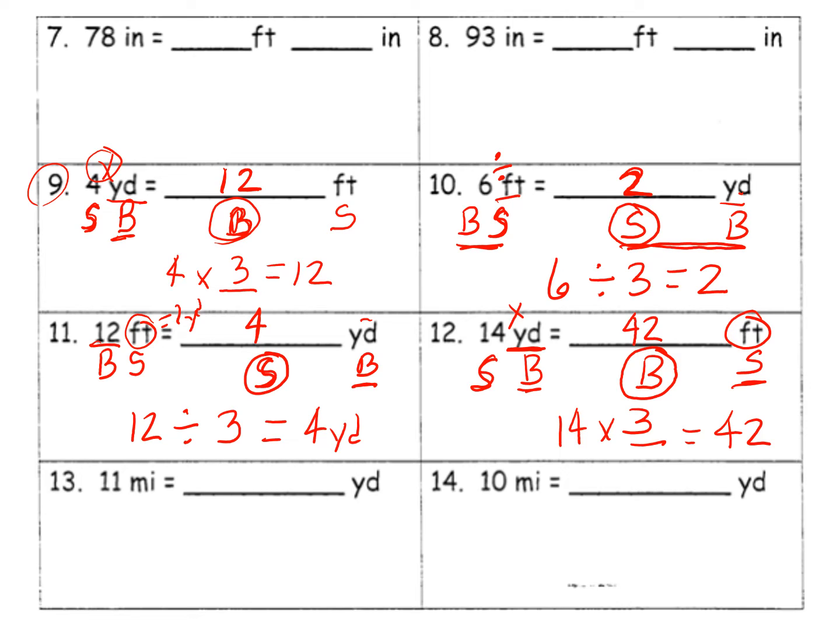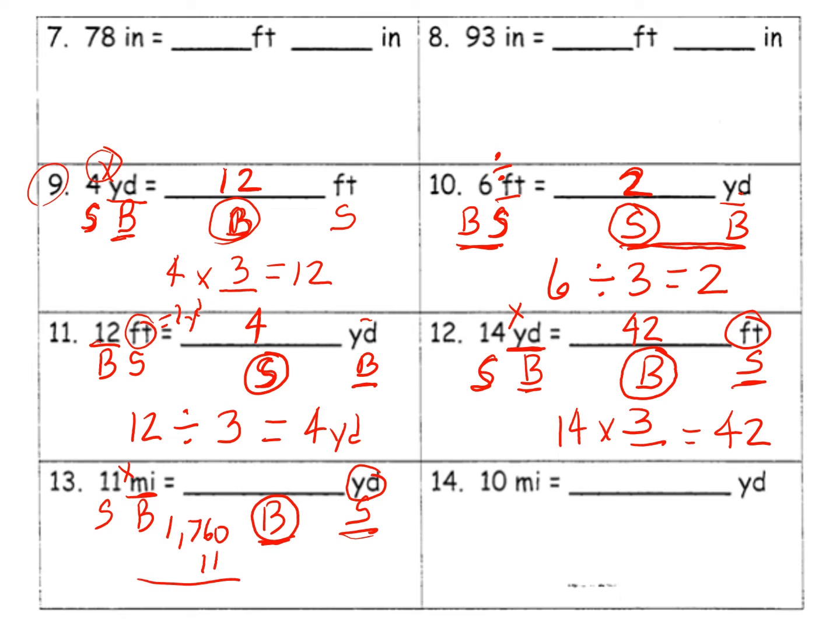Now we're going to have a big one here. Miles are way bigger than yards. So I have an S, I need a B, I'm looking for a big number. How to make a number bigger? We multiply. So if you look at your chart, how many yards are in 1 mile? The answer to that question is 1,760 yards equals 1 mile.